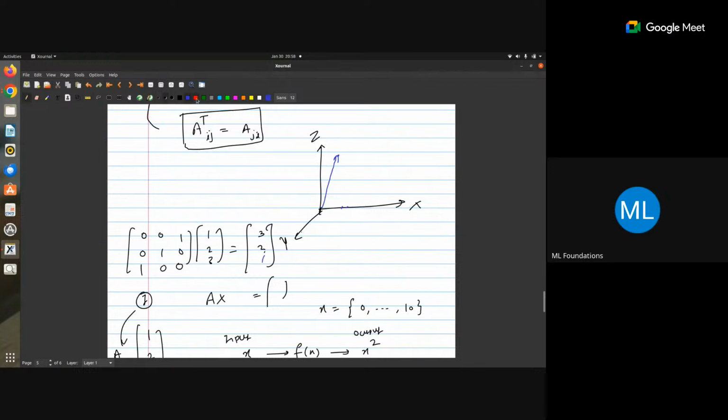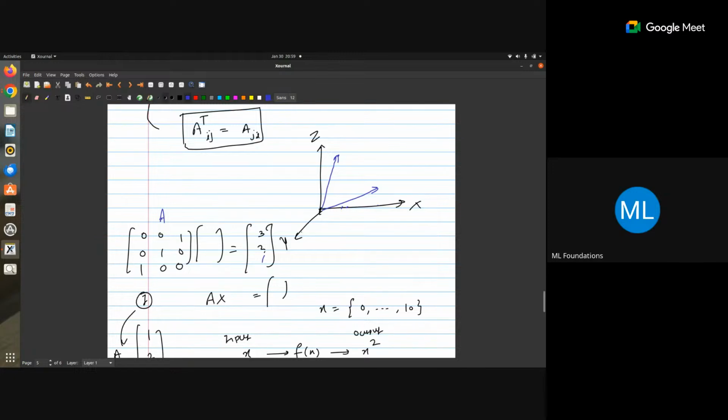Where is 3 2 1? Below this, somewhere like this. Yes. So some operation has happened, right? My initial vector was 1 2 3, and by the operation of this matrix A, I got something else. Did this happen only to this vector, or if I take some other vector, will it happen to that also? Yes, it will happen for any vector.